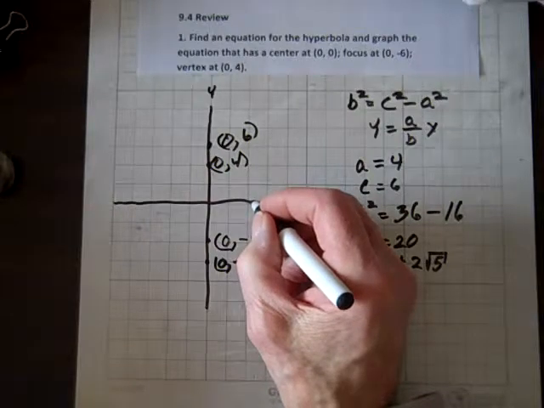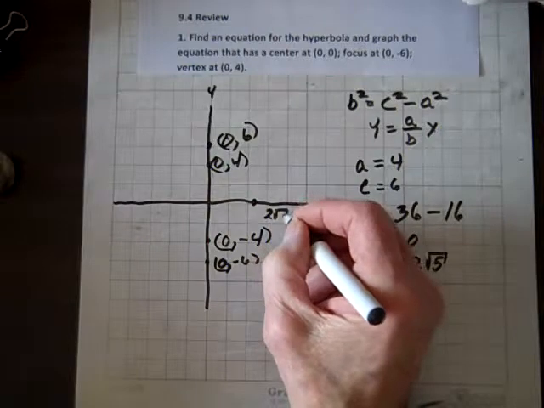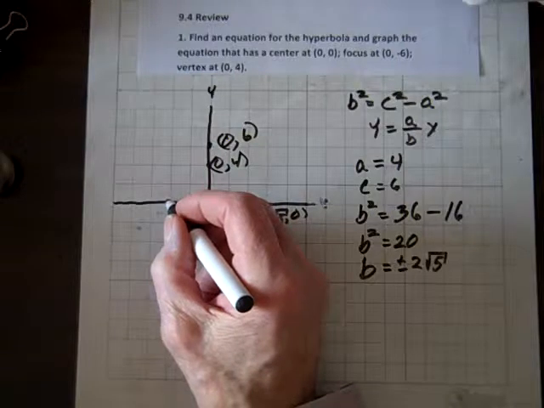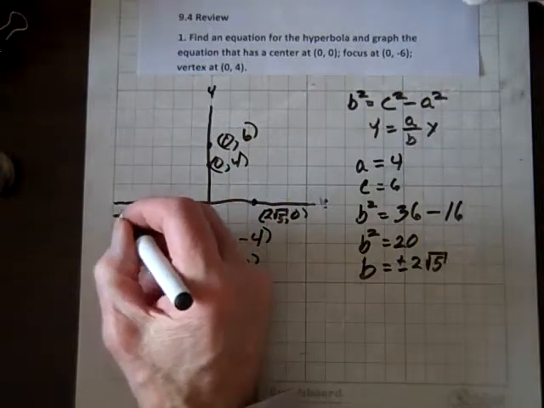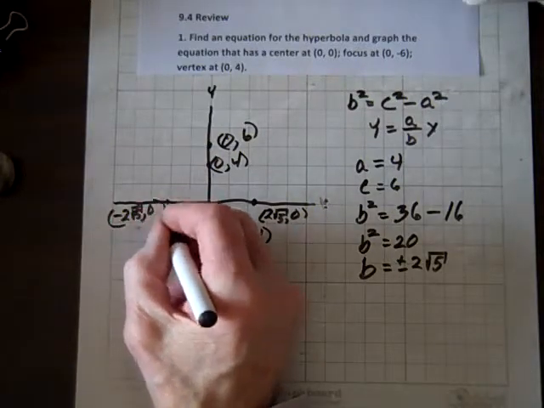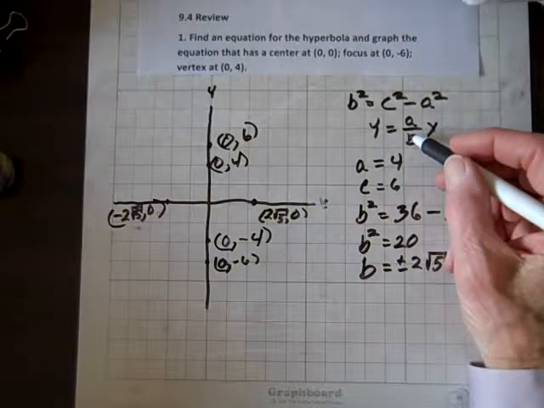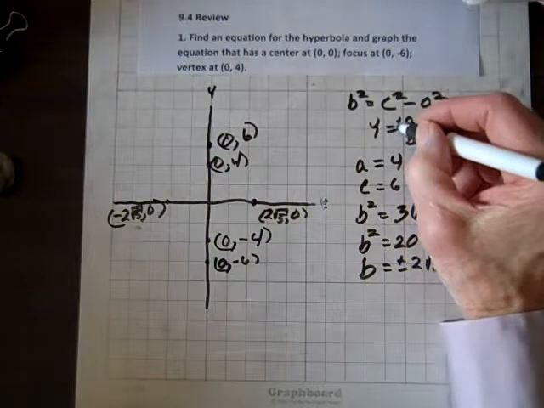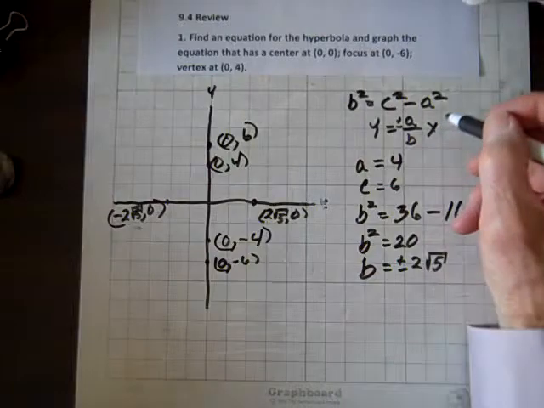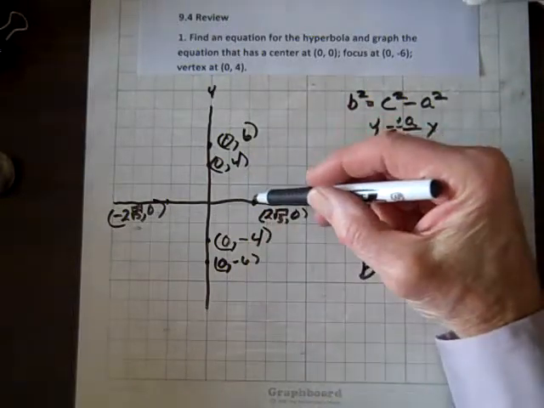2 root 5 is a little greater than 4, so here we are at 2 root 5, 0. And here we are at negative 2 root 5, 0. And also the asymptotes for this hyperbola are at plus or minus a over b. Now look, this is a handy way to draw those asymptotes.